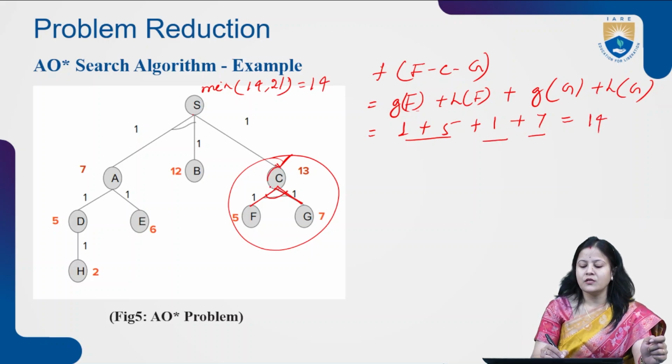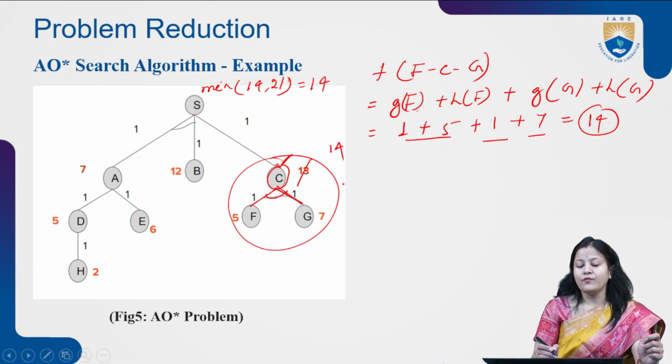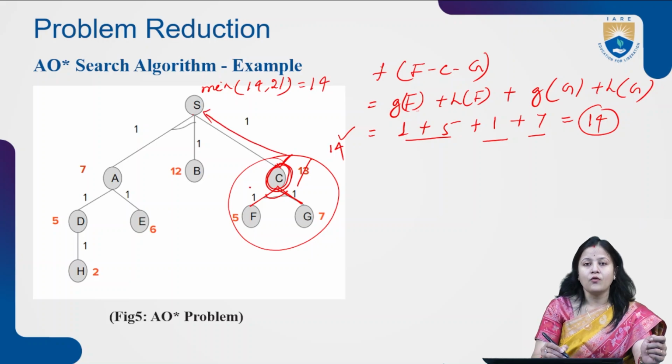But what is the heuristic value of C given here? 13. So now the new heuristic value of C would be 14. So let us cancel this 13. Let me write 14 over here. Now, whenever we are calculating the new heuristic value for a particular node, the same value will be propagated to the root node also. So now let us recalculate the path cost of SC again.